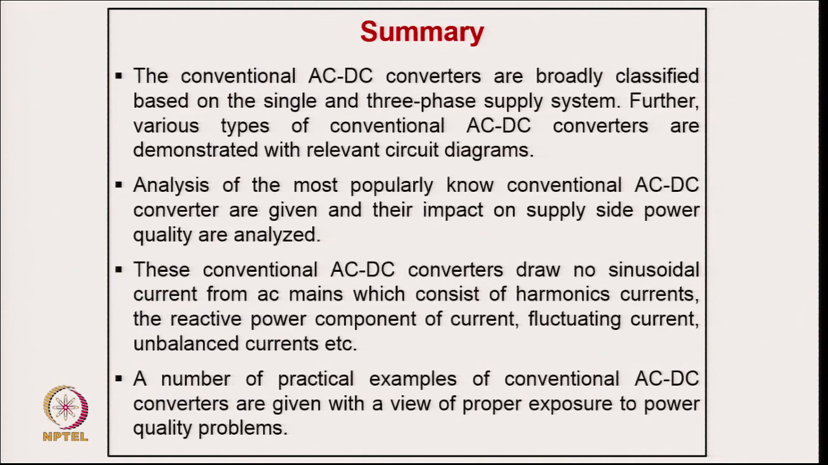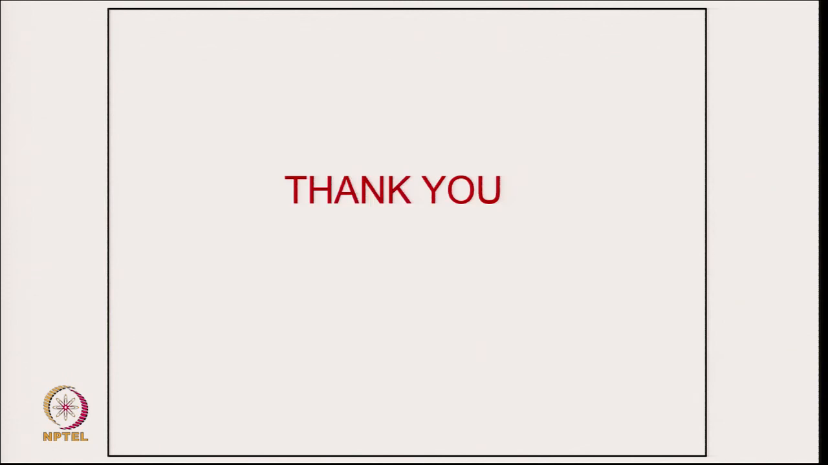So, with this, the conventional AC DC converters are broadly classified based on single phase and 3-phase supply systems. Further, various types of conventional AC DC converters are demonstrated with relevant diagrams. Analysis of most of the popularly known conventional AC DC converters is given, and their impact on power quality on the supply side is analyzed. These conventional AC DC converters draw non-sinusoidal current from the AC mains, which consists of harmonics, reactive power component of current, fluctuating current and unbalanced current. A number of practical examples of conventional AC DC converters are given with a view to proper exposure to the problem, and these are the references. Thank you.